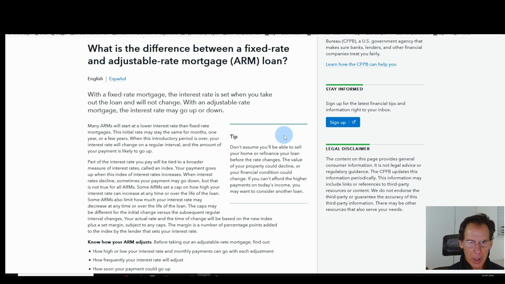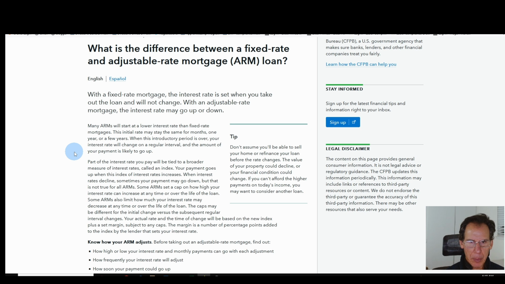Here's a question. What is the difference between a fixed rate and adjustable rate mortgage loan? With a fixed rate mortgage, the interest rate is set when you take out the loan and will not change. With an adjustable rate mortgage, the interest rate may go up or down. Many ARMs will start at a lower interest rate than fixed rate mortgages. This initial rate may stay the same for months, 1 year, or a few years.